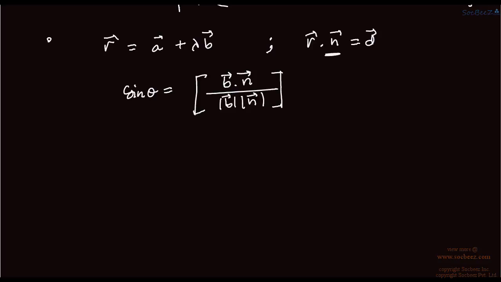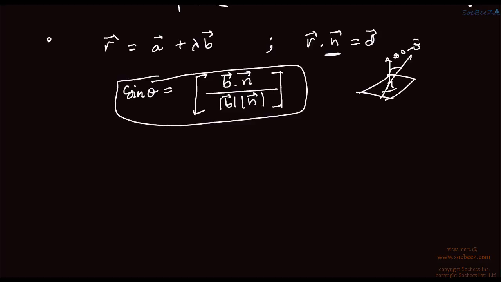Just like I told you, the n vector is the representation of a plane. The n vector is the vector which is perpendicular to the plane, and it represents the plane. So we have to calculate the theta between these and these. So that will be 90 minus theta. Hence we are calculating sine theta. So that will be this.